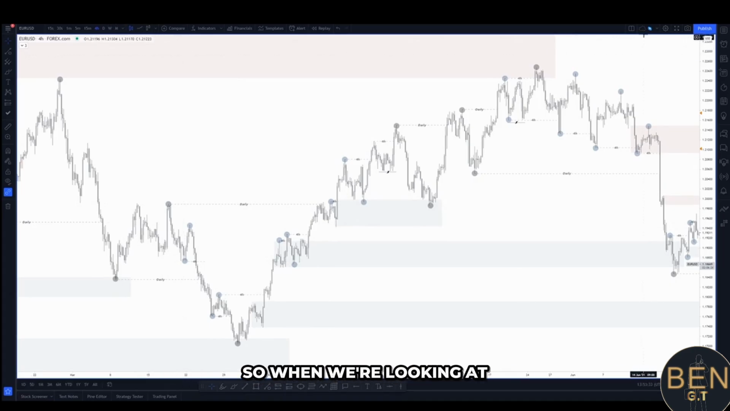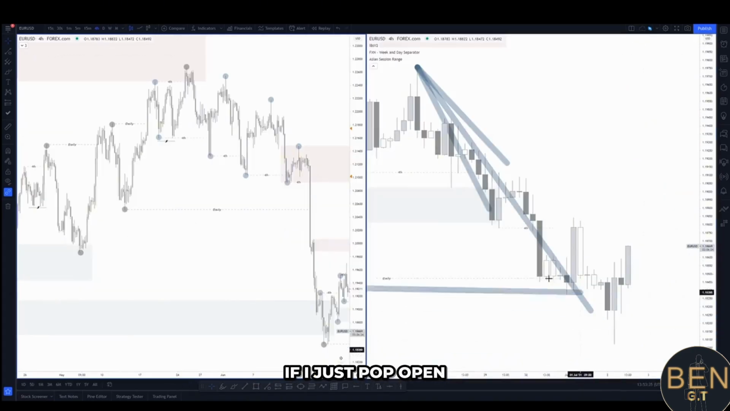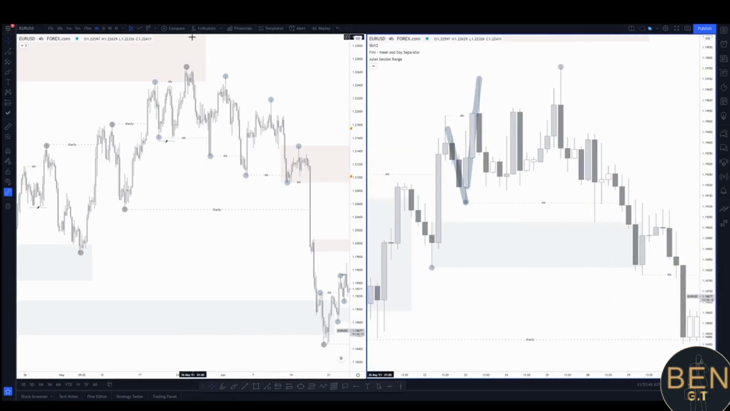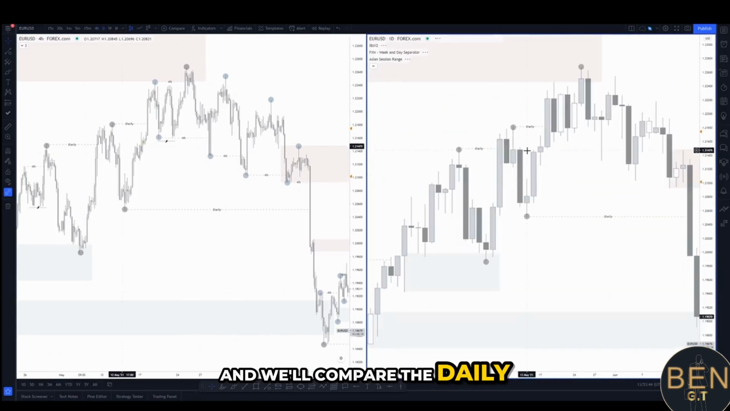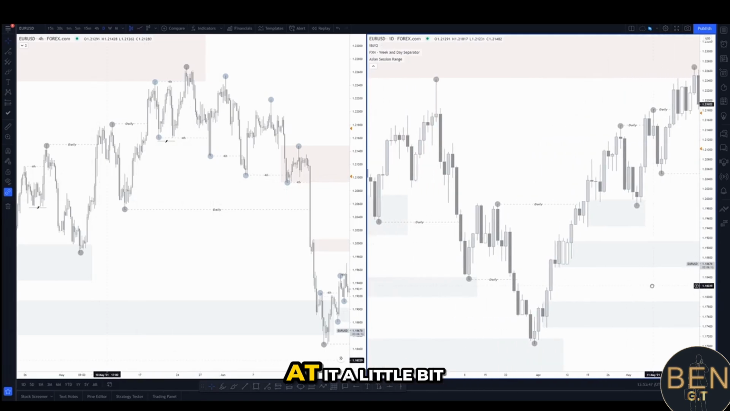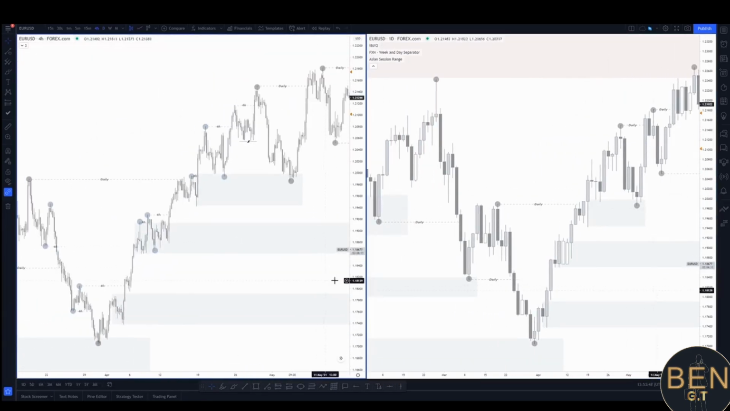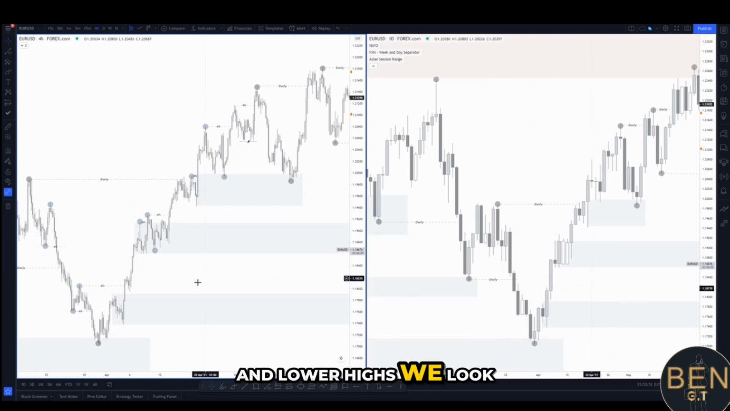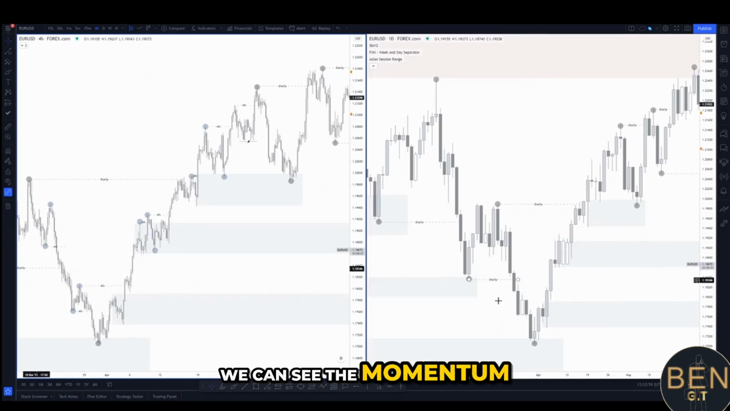So when we're looking at the daily time frame, if I just pop open a second chart, we'll compare the daily to the 4-hour just so we can look at it a little bit more granularly. So again, we're looking at price creating lower lows and lower highs. When we look at the 4-hour chart, we can see that price breaks this high and is starting to move to the upside. We can see the momentum here on the daily chart.